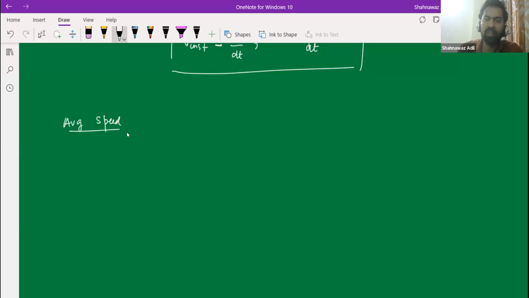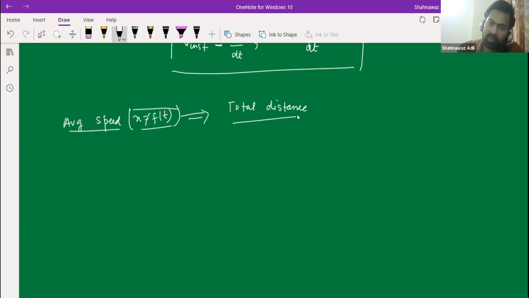So average speed, but this is non-parametric. x is not given as a function of t, right? They will give you some values of velocities and some values of time or distance. So there are two things, right? The universal relation is total distance covered by total time. Whenever I ask you about the average, for let's say I give you two numbers, A1 and A2, what would be the average of these two numbers?